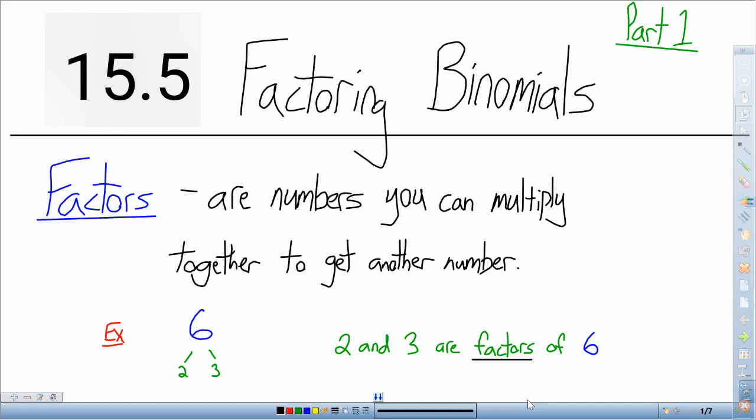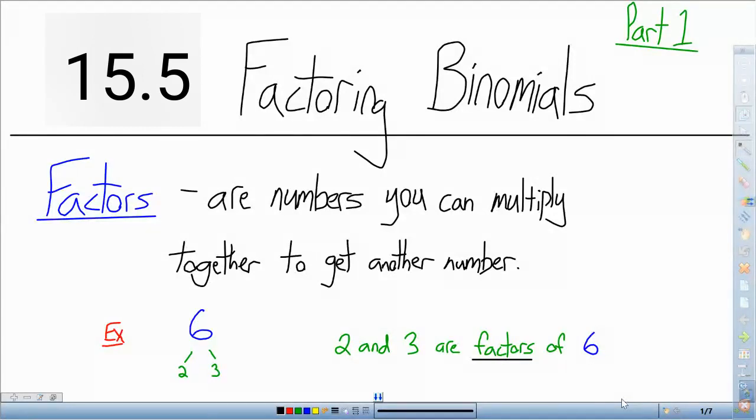Hello, everybody. So we're looking at 9.5 factoring binomials, part one. This is the first section where we're getting into what is called factoring. We're going to be factoring our polynomials starting with a binomial. First things first, just get this simple definition of what factors are and this first simple example, and then we'll get into it.